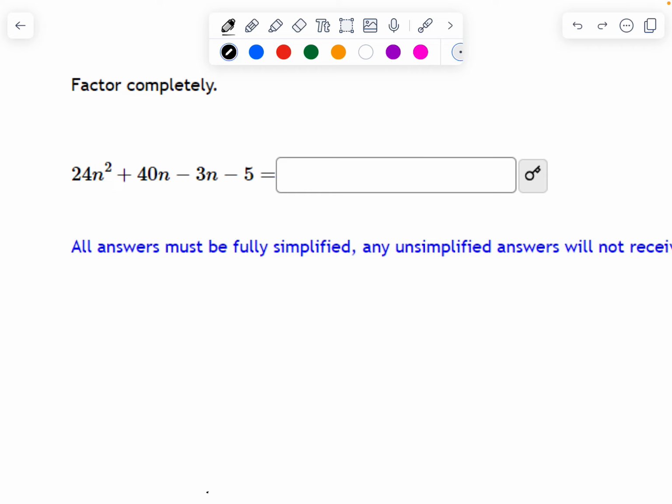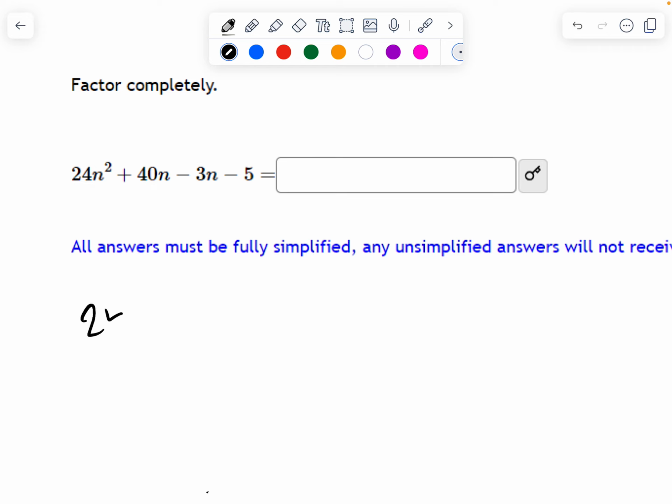So to start a factoring by grouping process, or to start any factoring process, first step, GCF. Look for a greatest common factor. Is there a number that goes into all of these numbers? Well, there isn't. You'll notice that 3 and 5 have no common numbers other than 1. And you can't pull 1 out. I mean, you can, but it's not going to change anything. So no GCF to speak of, which means that we go straight down into the factoring process.